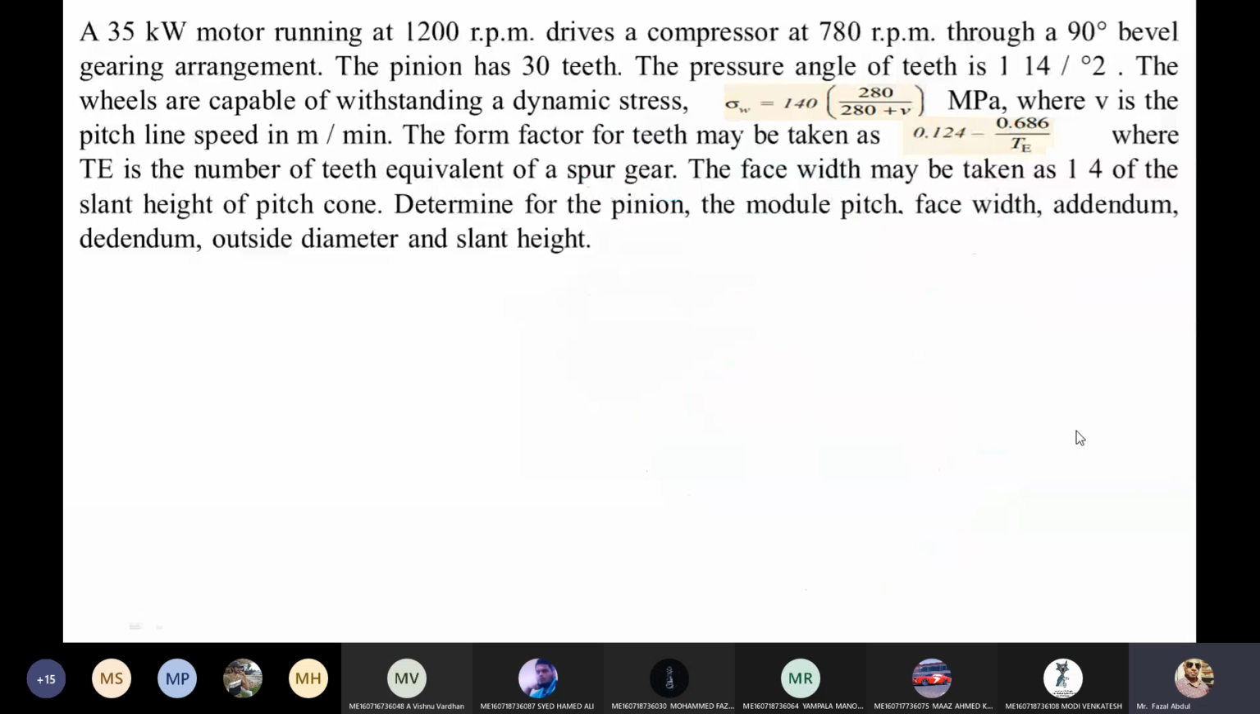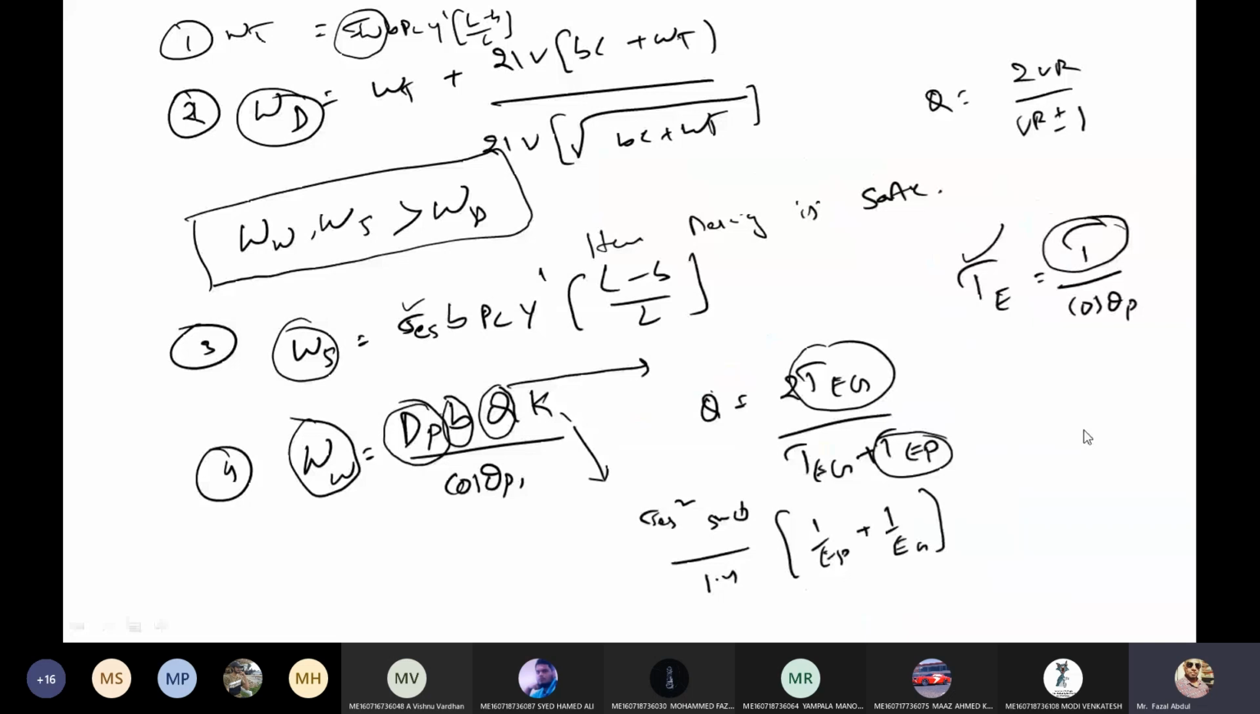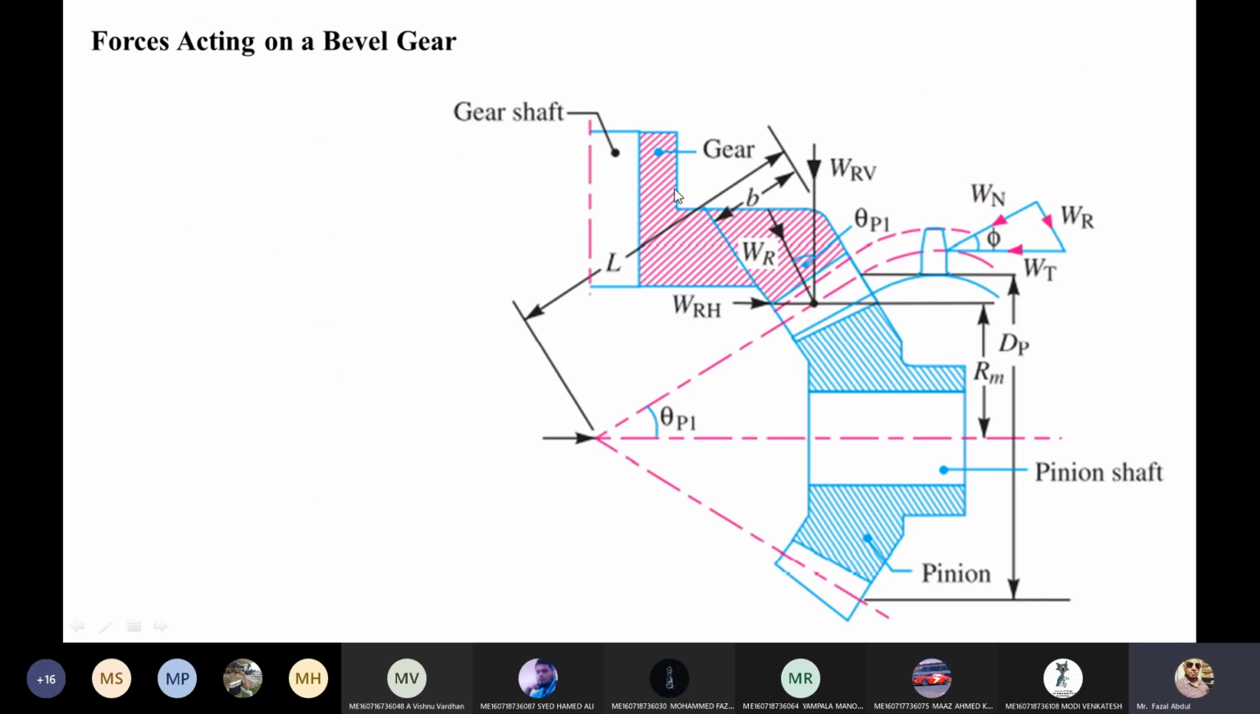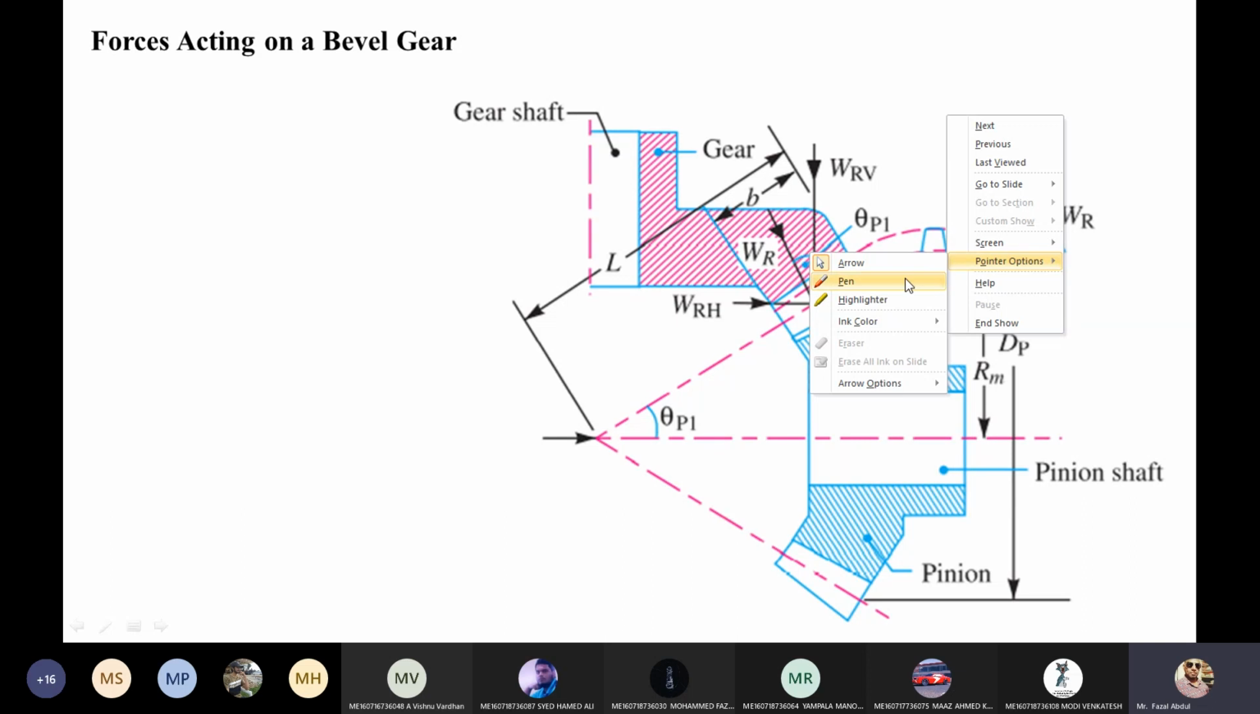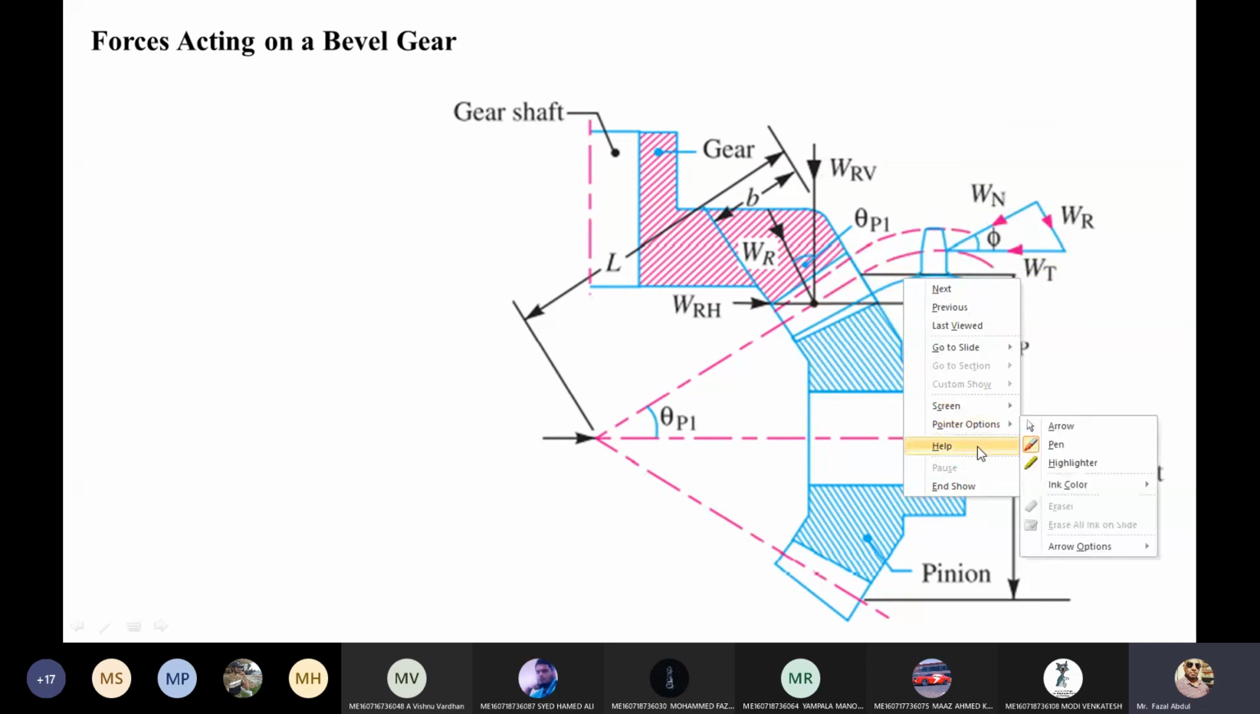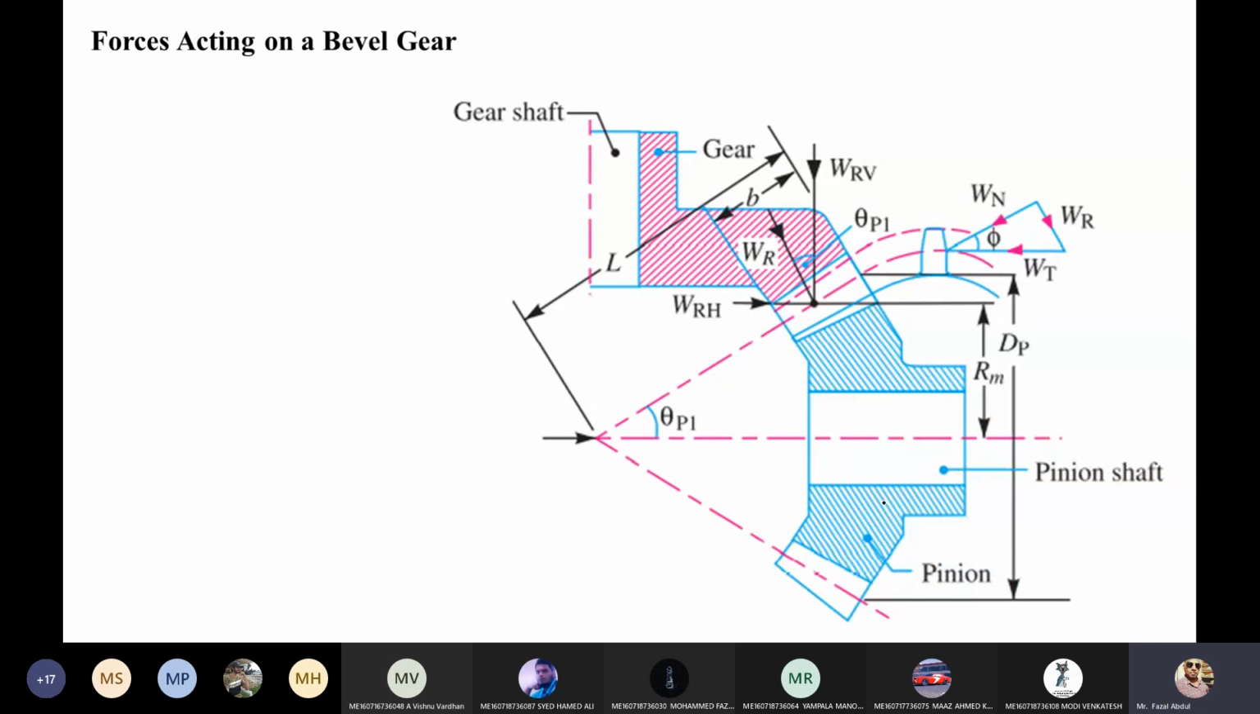So our last class was here. We discussed the strength of the bevel gear. The same equations we have in this bevel gear also: tangential load, wear load, static load, and dynamic load. Now one more thing is the forces acting on the bevel gear. Now see here.